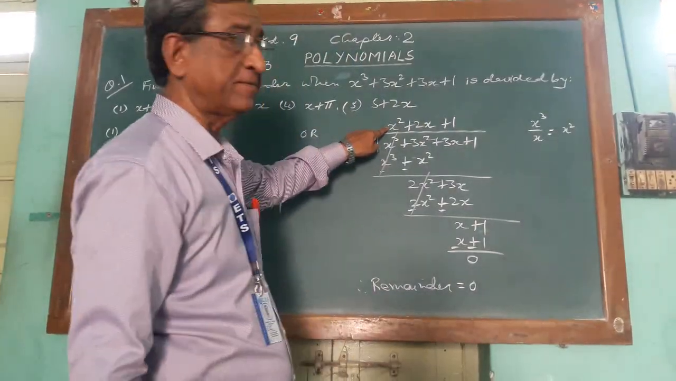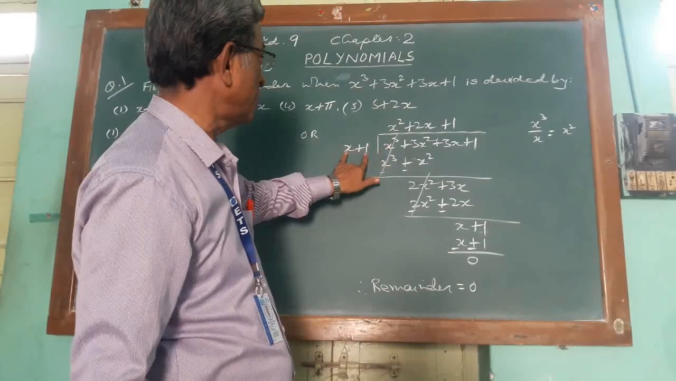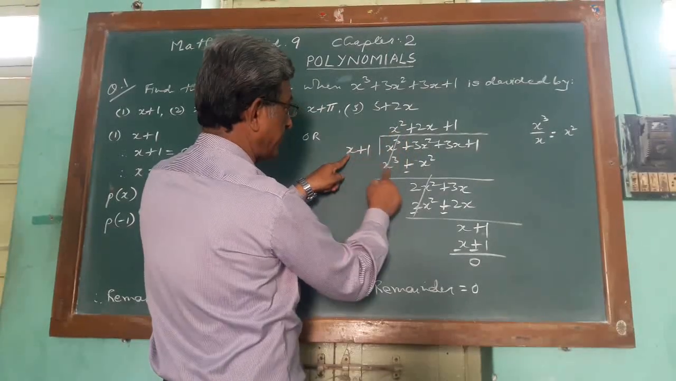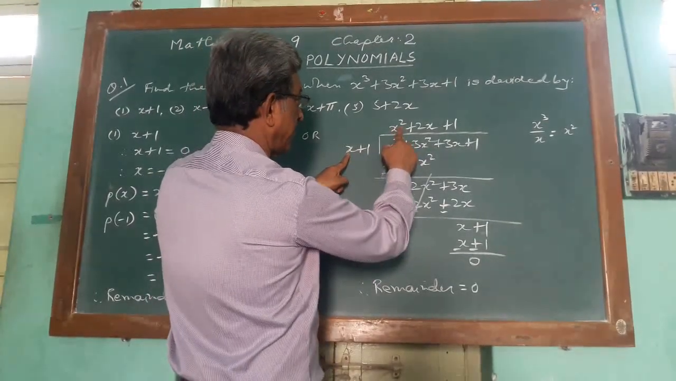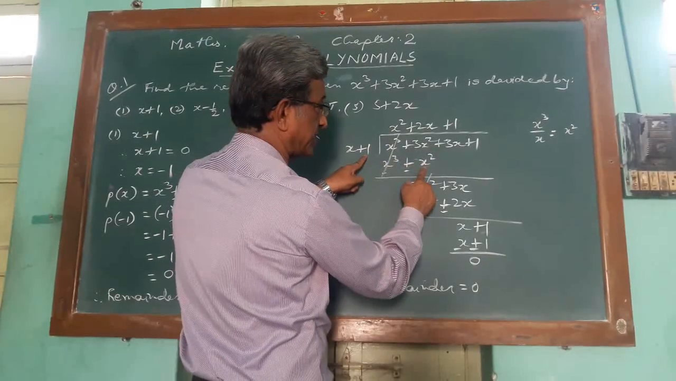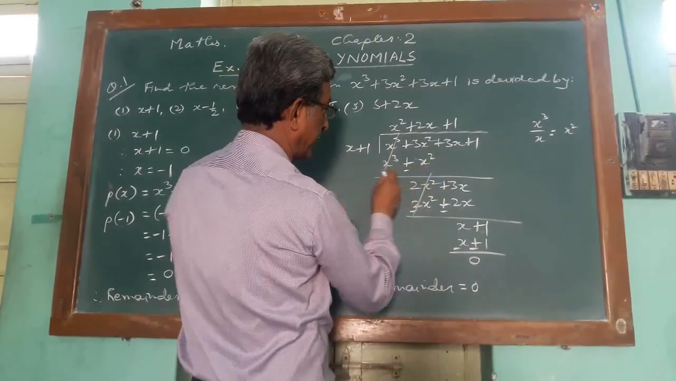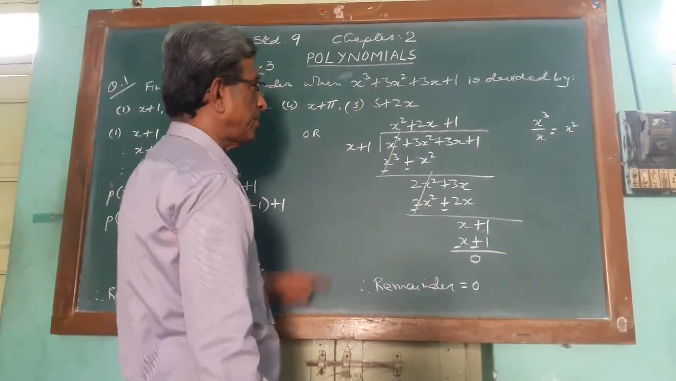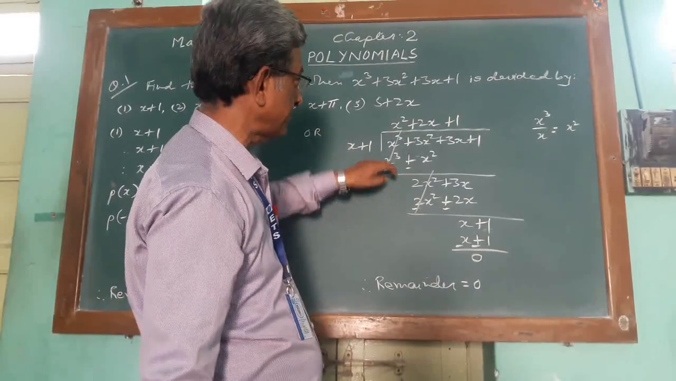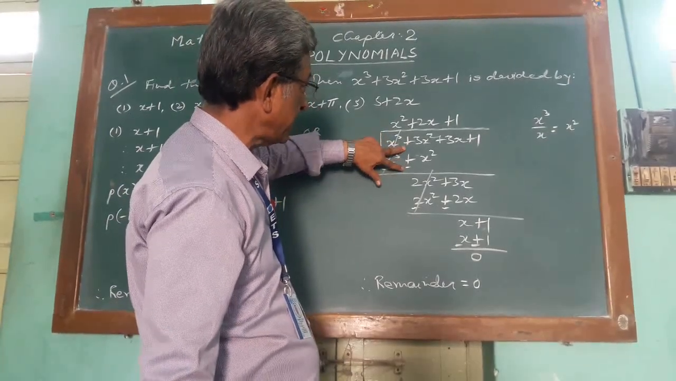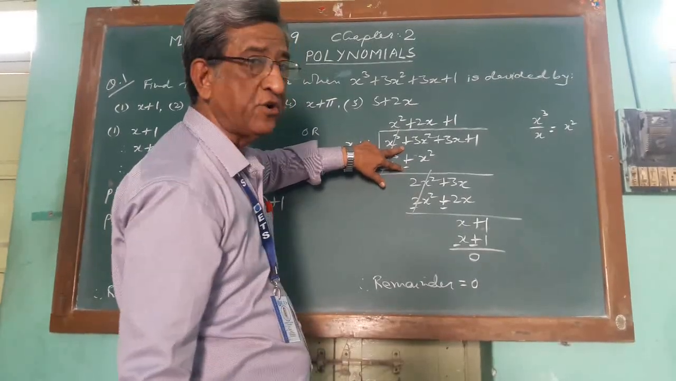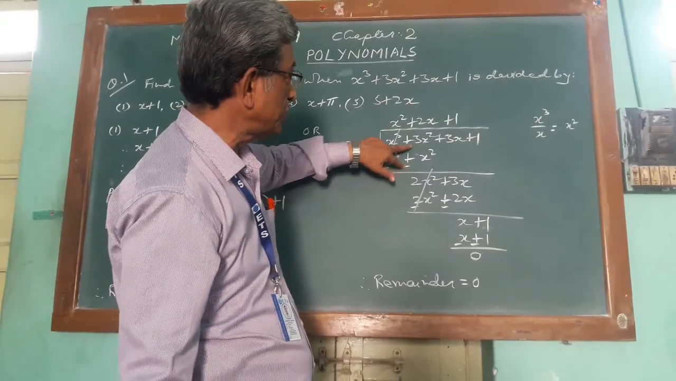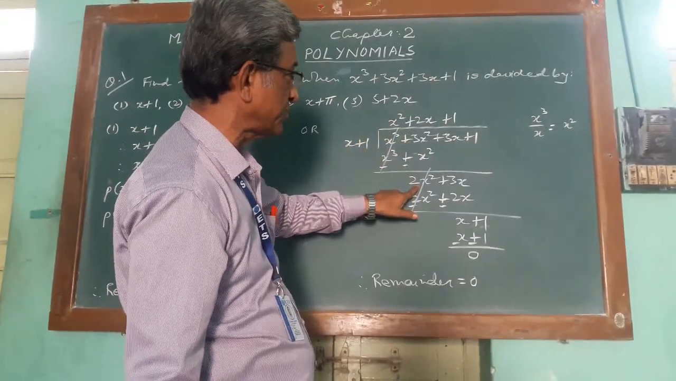So write x square here. Then multiply both the terms by x square. x square into x gives you x cube. x square into 1 gives you x square. Change the sign. As we have to subtract, you have to change the sign. So plus x cube and minus x cube cancel. Here plus 3x square and minus x square, you have to consider the new sign. Don't consider the old one. Consider the new sign. So 3x square minus x square gives you 2x square.